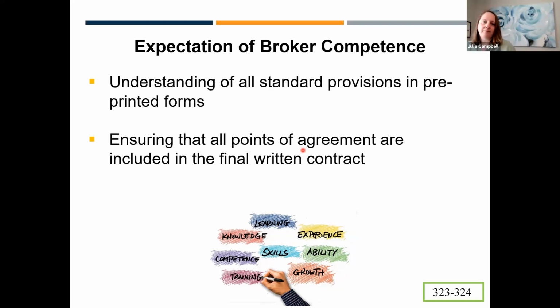Listing agents, I think, is particularly important when the contract comes in. If your seller is going to take any fixtures, listing agents, you need to make sure they're there. Buyer's agents, if your buyer wants any personal property, we need to make sure that it's there. So we need to pay attention to those various things. I think we're all good on this. We kind of drilled it into you in pre-licensing, and you've probably heard it a few times in post already.